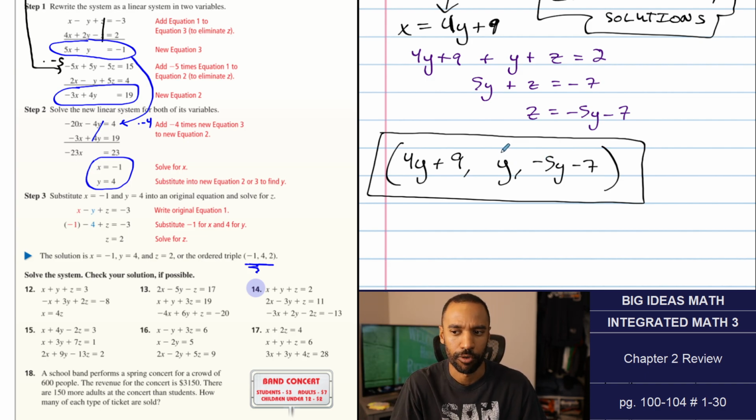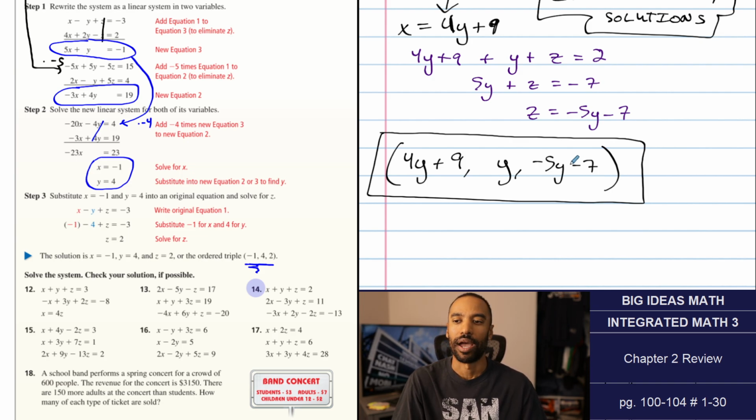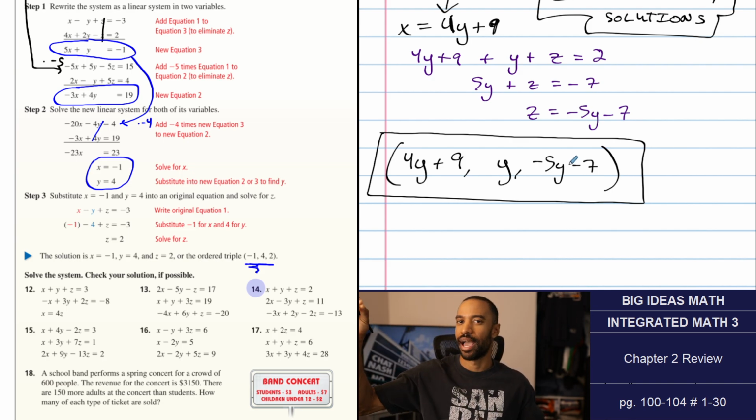Meaning I could plug in a number for y like 0. If y is 0, then x is 9 and z is negative 7. If y is 1, then x is 13 and z is negative 12. Right? So those are points that are on this line in 3D space.